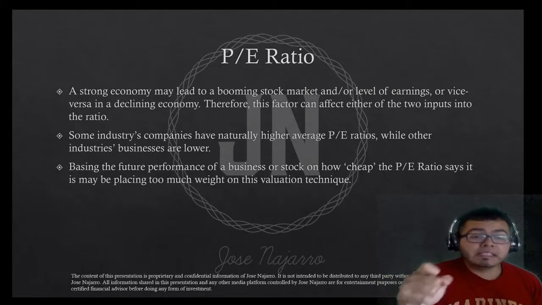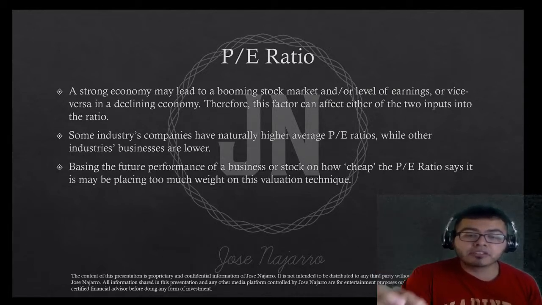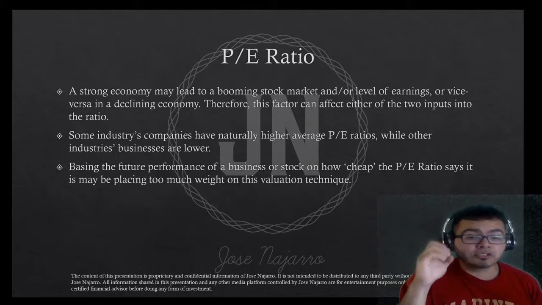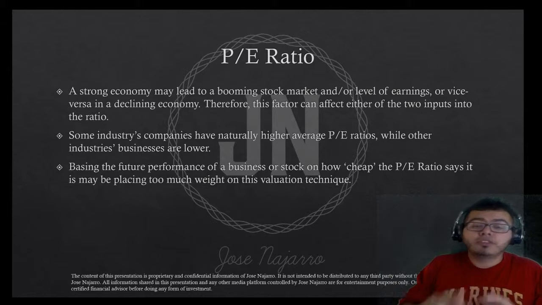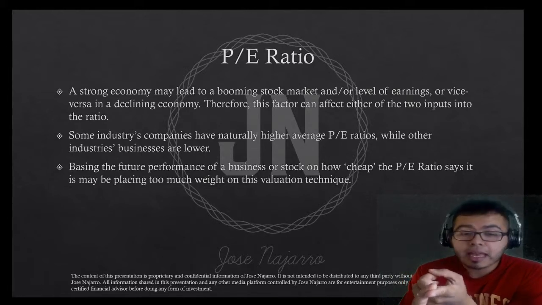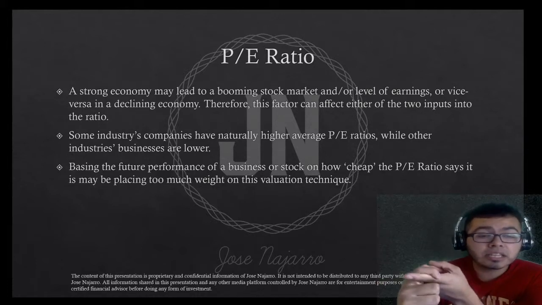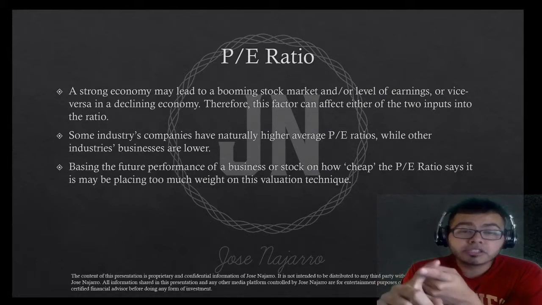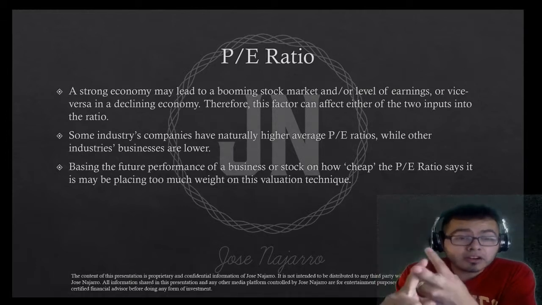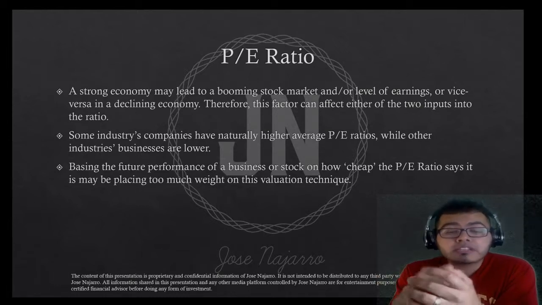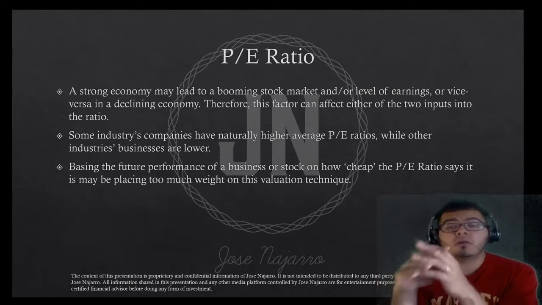So, like I mentioned, basing the future performance of a business or a stock on how cheap the PE ratio is doesn't say much, right? You're putting too much weight on this ratio. You can't just do it by the ratio alone. You have to take a look at the future information that you have from this company. Did this company mention that they're gonna be doing good next year, or did they mention they're gonna have a slower year? Have you taken a look at their competitors? What have their competitors been saying? These are all things that you have to do. There's no secret to one specific ratio. You have to go with an overall plan.